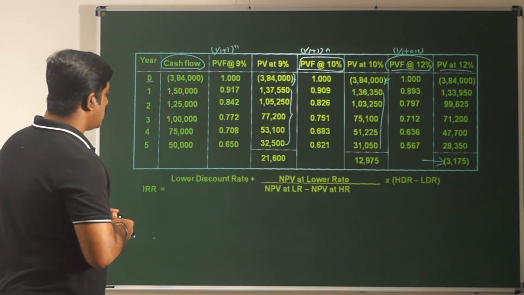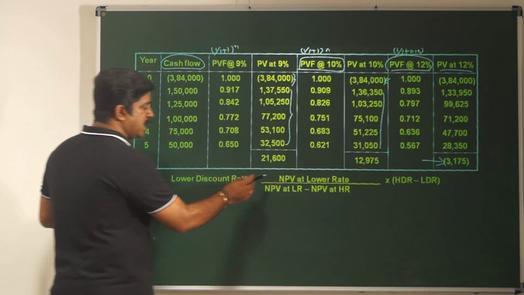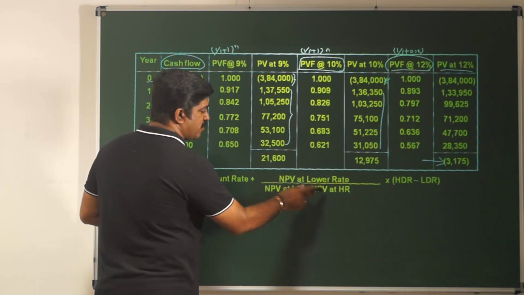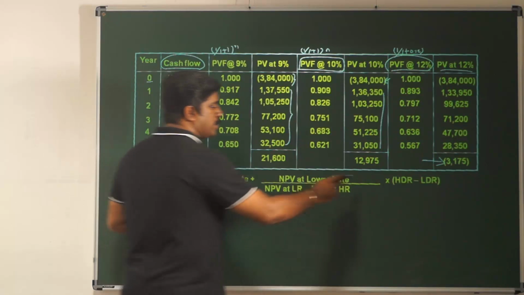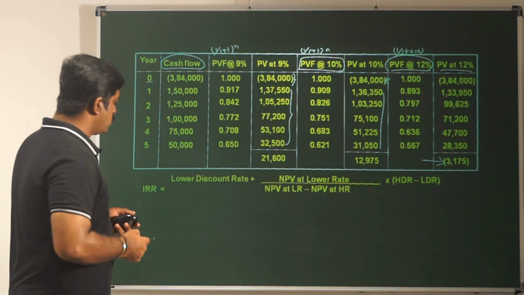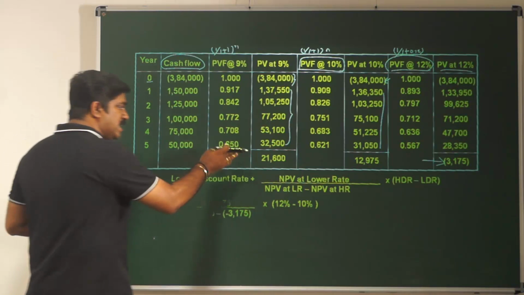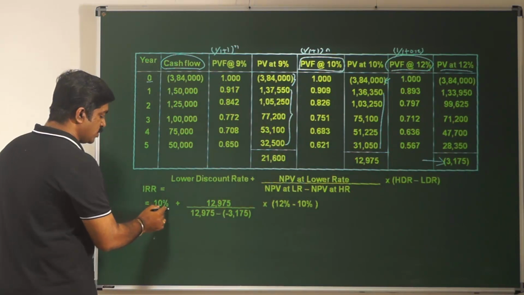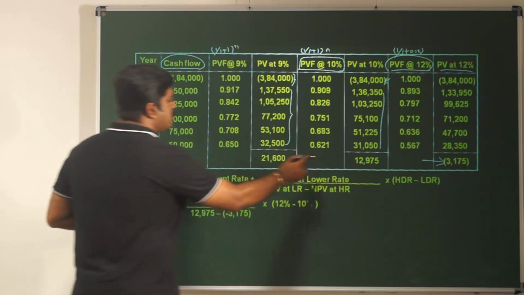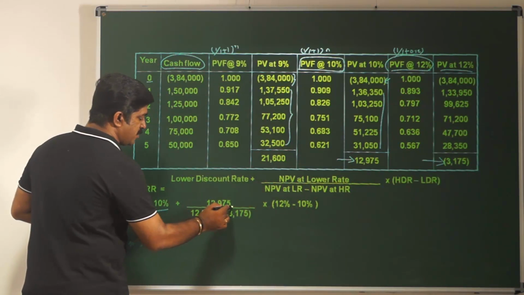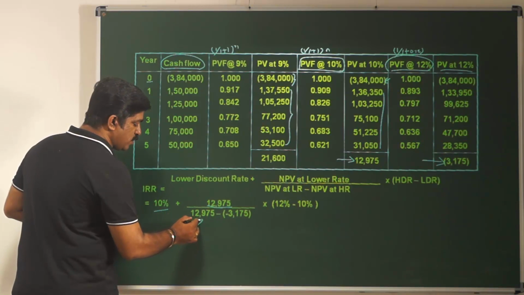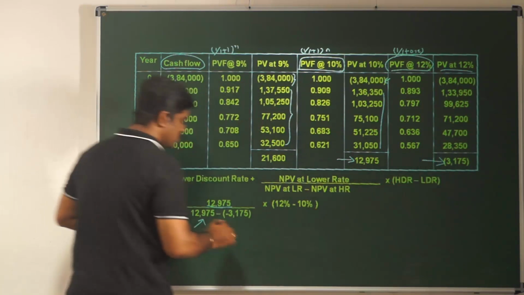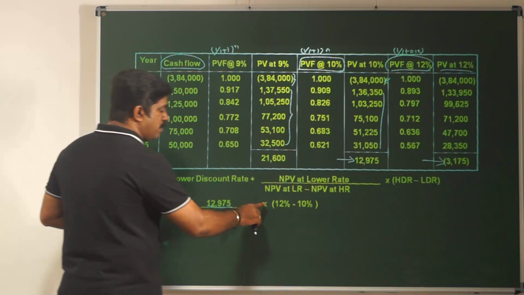So let's see. IRR is equal to base rate plus NPV at base rate, here I have written it as lower rate, divided by NPV at base rate, lower rate, minus NPV at next rate, here I have written it as higher rate, multiplied by the difference between the rates. Okay. So what lower discount rate am I taking? I can take 9 also, but I know it is very well lying between 10 and 12. So I am taking 10 as the lower rate. So 10% plus NPV at base rate, that is lower rate, 12,975, divided by 12,975 minus of minus NPV at next rate, which is 3175. So minus of minus, it becomes plus. Multiplied by the difference between the rates.